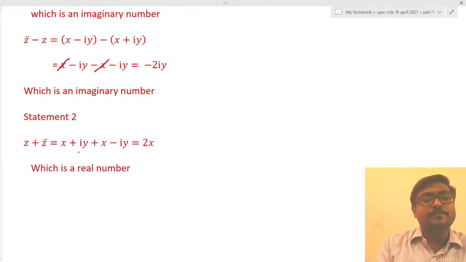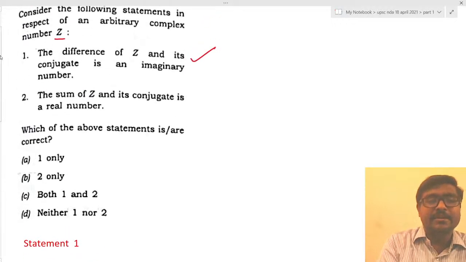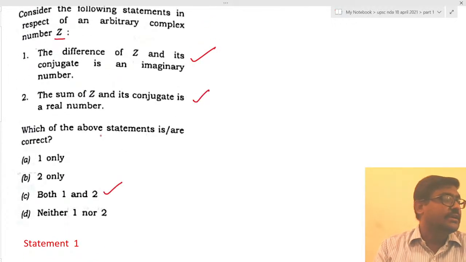So x plus iy plus x minus iy. Now plus iy minus iy got cancelled. x plus x is 2x, which is a real number. So it is addition: z plus z bar or z bar plus z, it is not changing anything, so I can take just one case. So it is a real number. This statement is also true, so both statement 1 and 2 follow. So for this question, option C is the right answer.